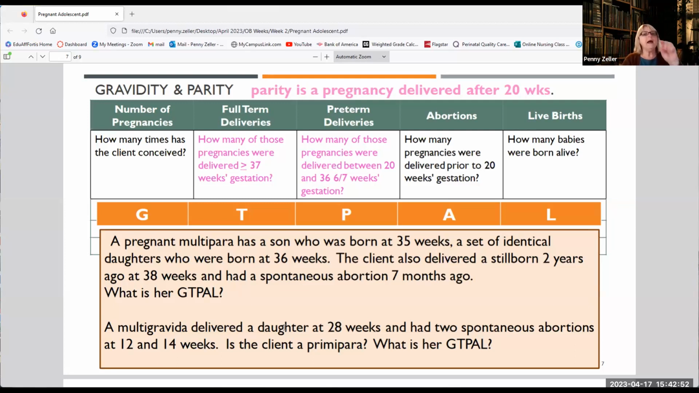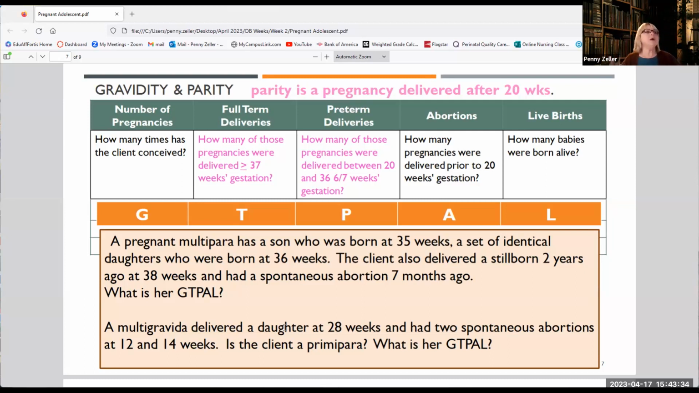And then a full-term baby: how many of those conceptions reached 37 weeks and were delivered, whether they were alive or not? Just how many of those pregnancies went beyond the 20 weeks and into the 37th week? Those are full-term deliveries. Preterm deliveries are those conceptions that survived up to 20 weeks and into 36 weeks and 36 days. They didn't get to 37 weeks, but it was beyond the 20 weeks. So that's the preterm.